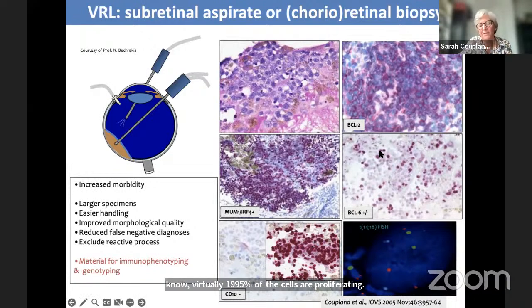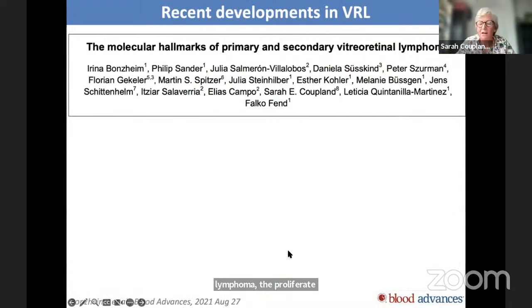Whereas if you were to compare this with a chorioretinal lymphoma, a choroidal lymphoma, the proliferation rate would be exceedingly low, maximum, say, 5%. Just want to highlight this paper.